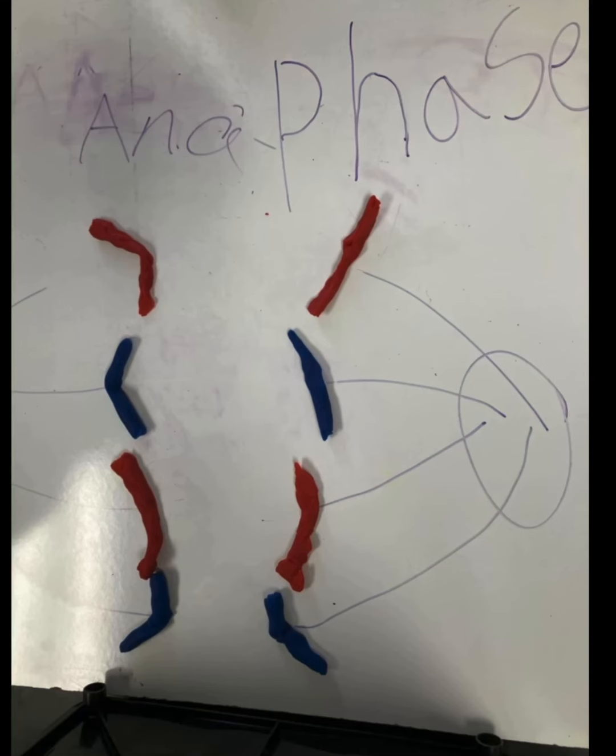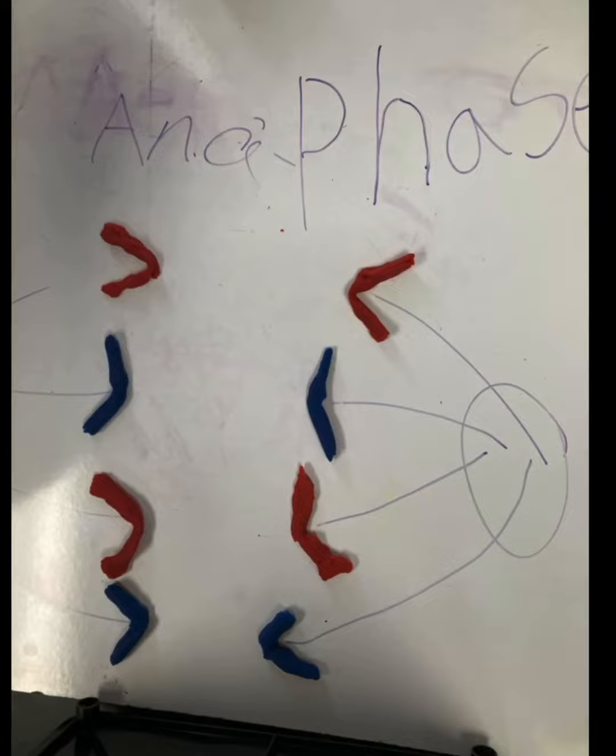Anaphase is the third phase, and it is when the centromeres split. The spindle fibers then pull the sister chromatids to the poles.